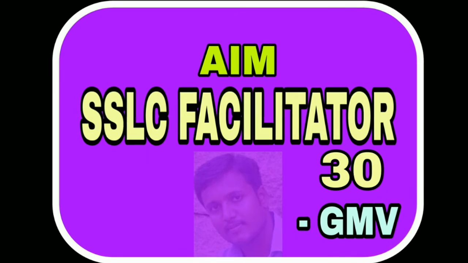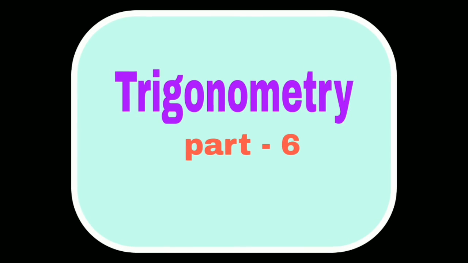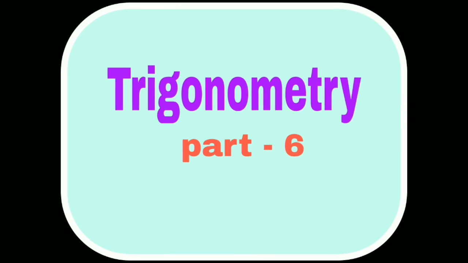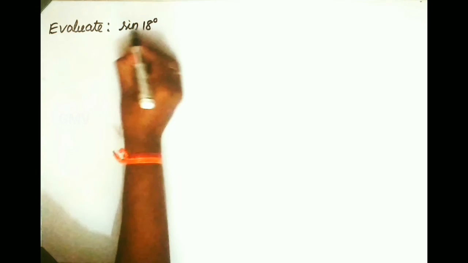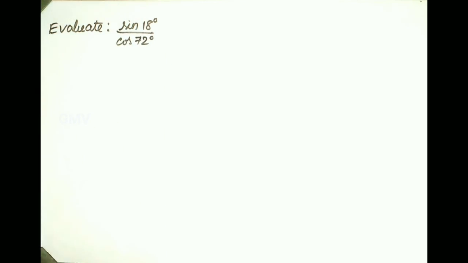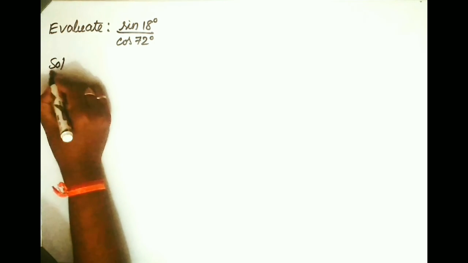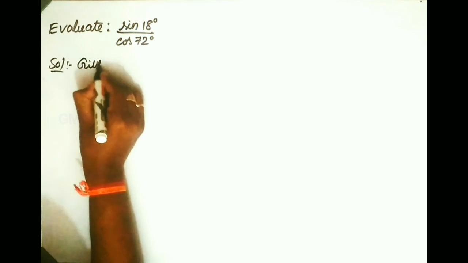In the last class, we have discussed about trigonometric ratios of complementary angles. In this class, we are discussing some problems on trigonometric ratios of complementary angles. See the first problem. Evaluate sin 18 degree divided by cos 72 degree. In the solution, take the given as it is, sin 18 degree by cos 72 degree.